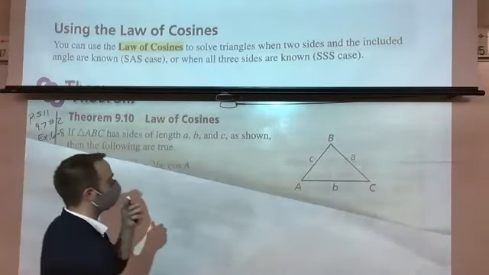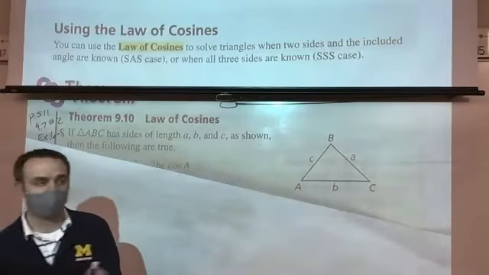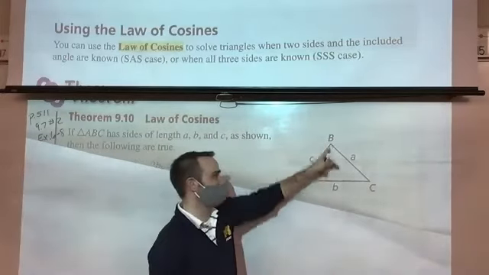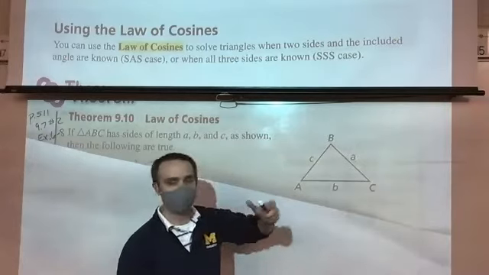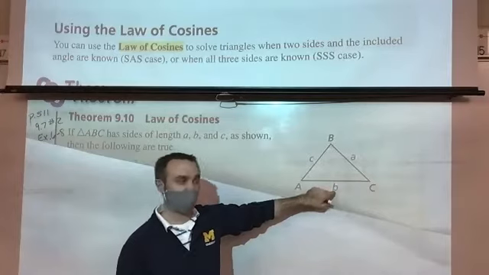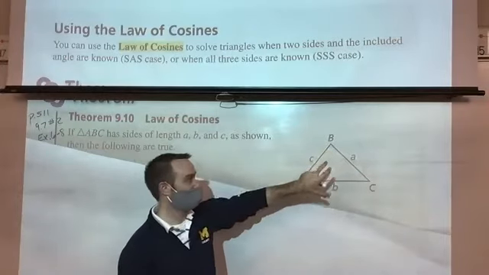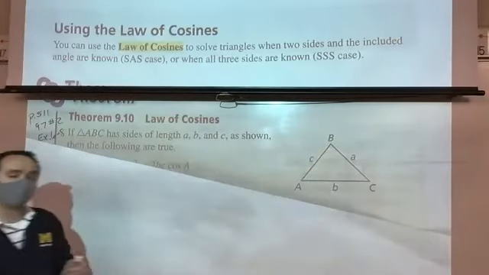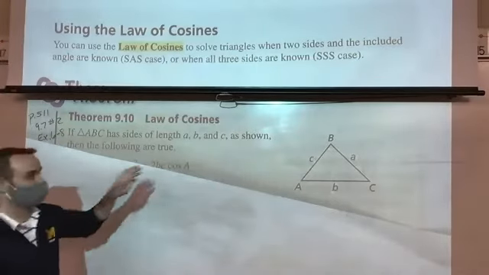Remember, to use law of sines, you need to know that combination. You need to have one pair where you know the angle and you know the opposite side to be able to use law of sines. You have to know one of them. In situations where we don't know one of them, that's where this comes in.